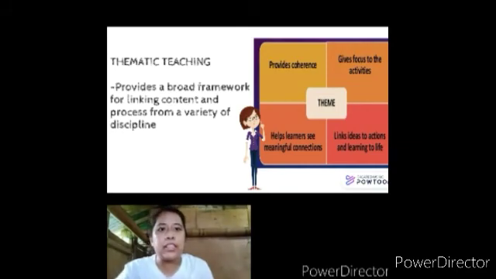So let us discuss what is the importance of the theme. The theme provides coherence. Coherence provides alternative words, choices that can add variety to an essay and can help eliminate unnecessary repetition. Next is it gives focus to the activities and helps the learner see meaningful connections and links ideas, actions, and learning to life.